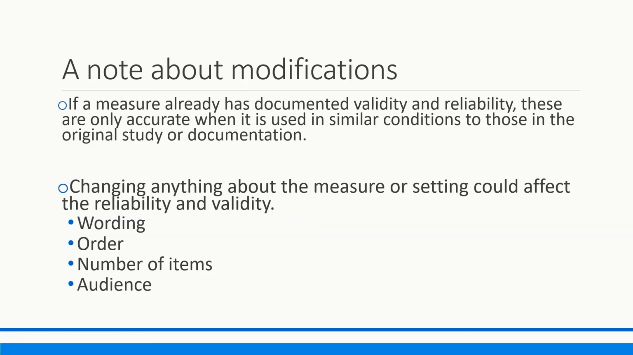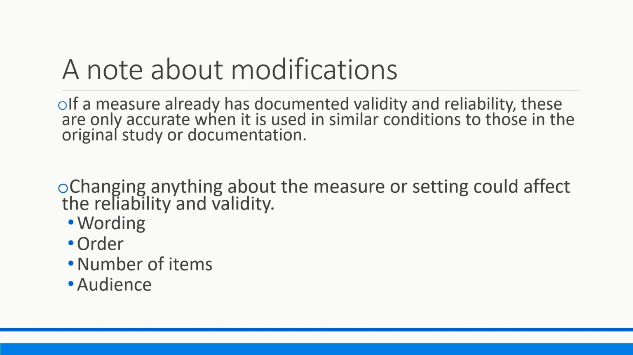If we take something that was meant for teenagers and we try to use it with 5th graders, then it might not be as consistent for those 5th graders as it was for the age group that it was designed for. So as Stephanie said at the beginning, it's always best to use a measure in the setting that it was designed, to pick a measure that has documented reliability and validity, and then to use it under similar circumstances.